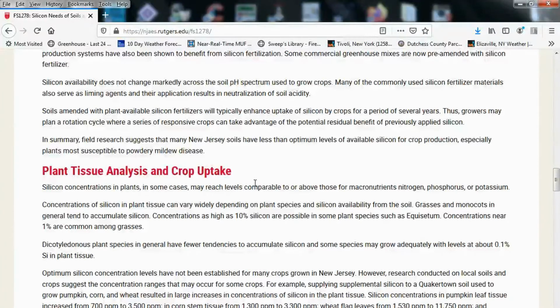In summary, field research suggests that many New Jersey soils have less than optimum levels of available silicon for crop production, especially plants most susceptible to powdery mildew disease.